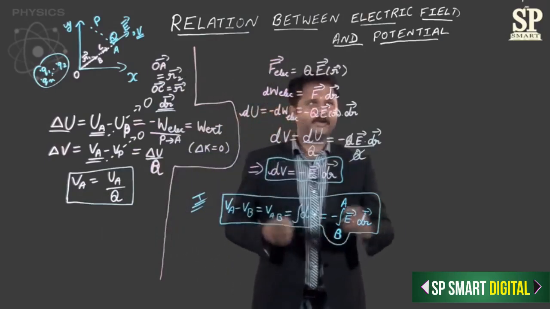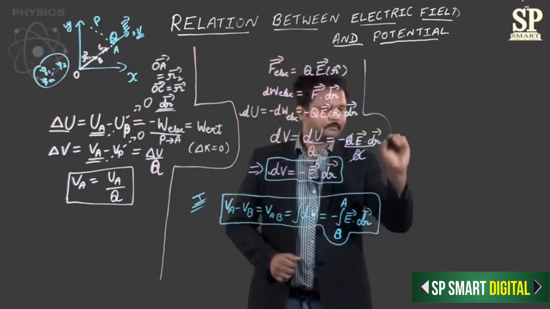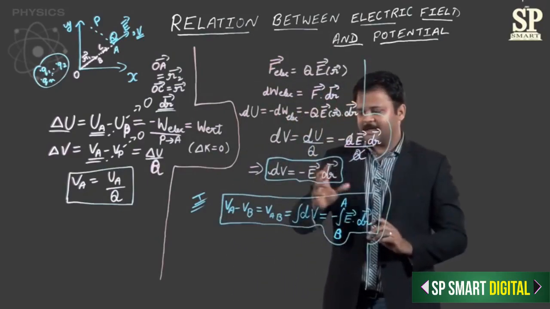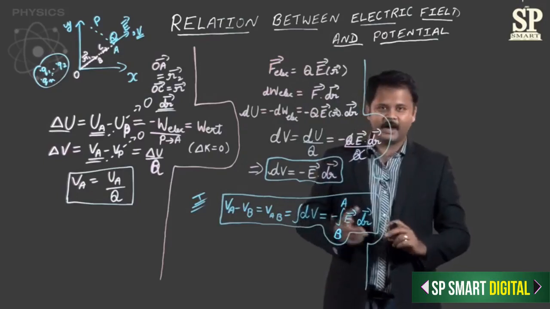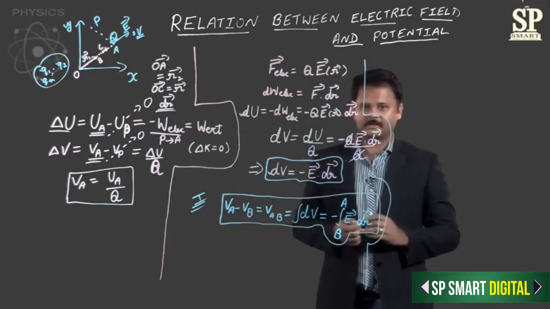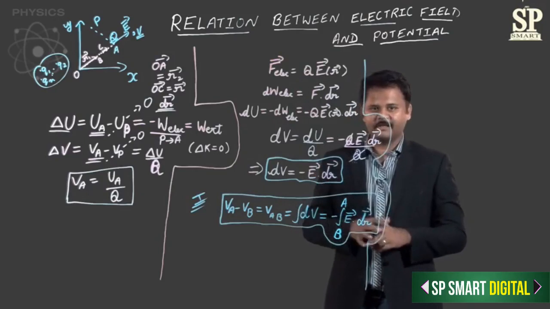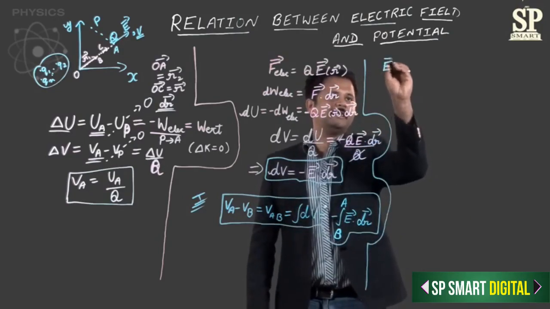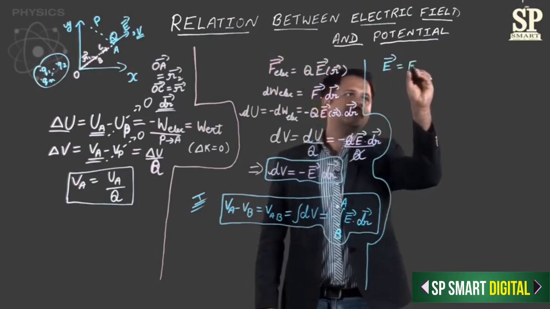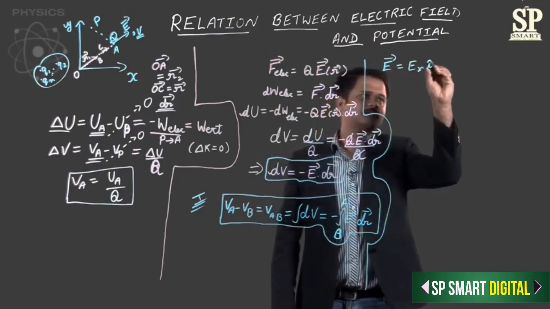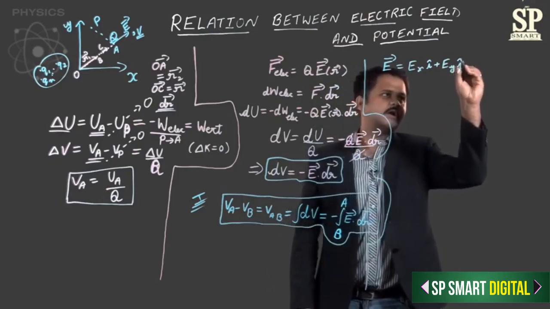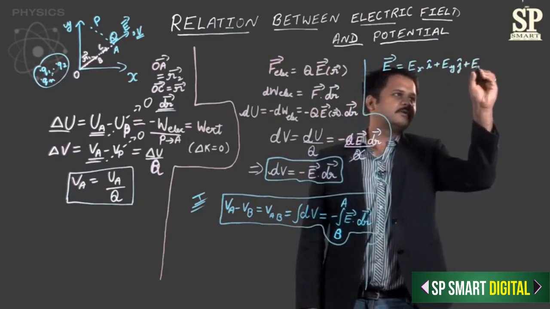The second interpretation could be: let's say we have been given E and this vector dr in terms of vector components. For example, if we have been told that E is Ex i cap plus Ey j cap plus Ez k cap.